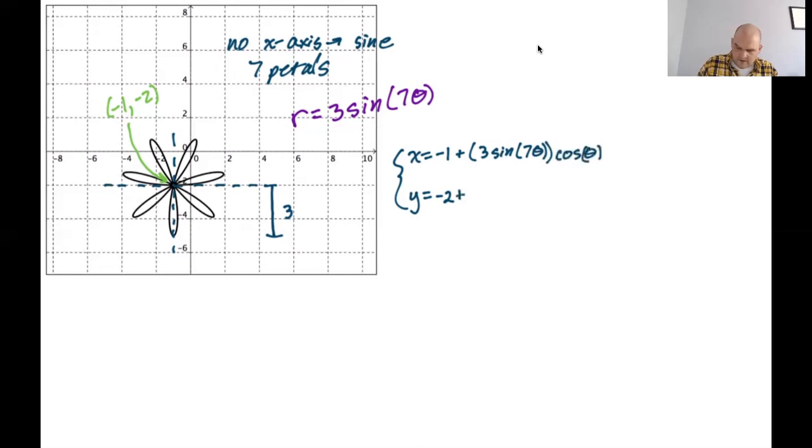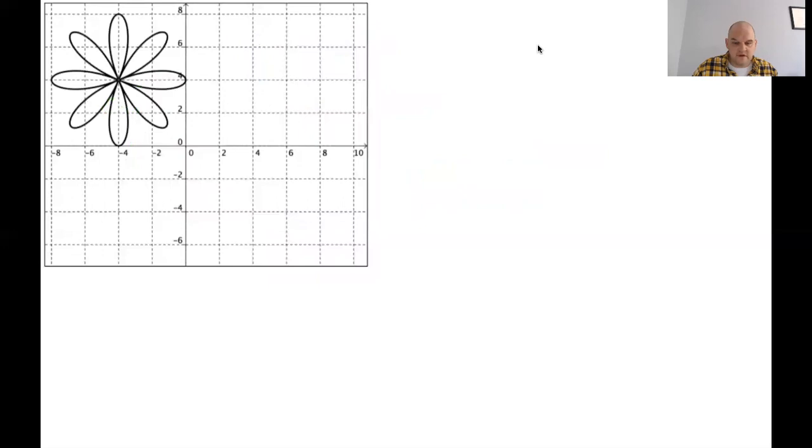And then plus the quantity 3 sine of 7 theta, and then sine theta, because that's always there. Okay, I think that's our equation. If you graph that, you'll get what you're looking for. All right, let's do one more here.